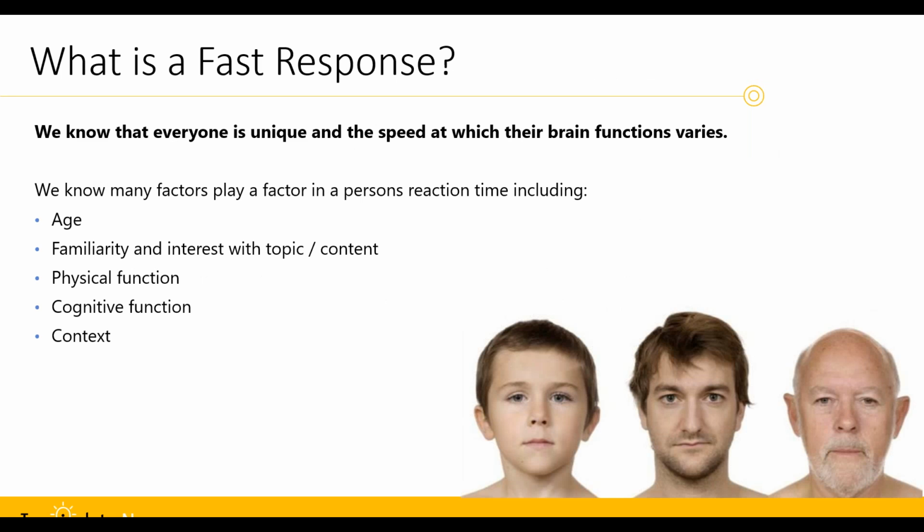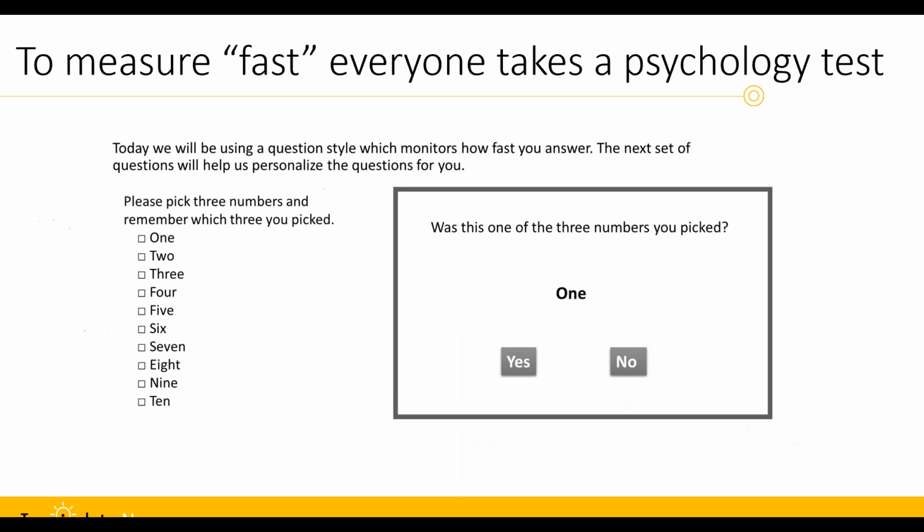Well, one of the things we know is that everybody is unique, and the speed at which their brains function, as well as their physical bodies function, varies person to person and situation to situation. And we know a lot of factors play into how fast a person can react: their age, maybe their familiarity with the topic or the content, their physical function, their cognitive capabilities, the context or setting they're in, amongst a large number of other things. So to understand what's a fast response, we've got to get personal.